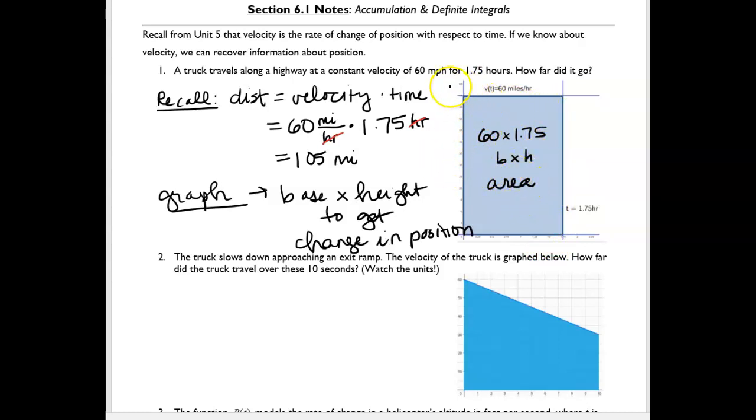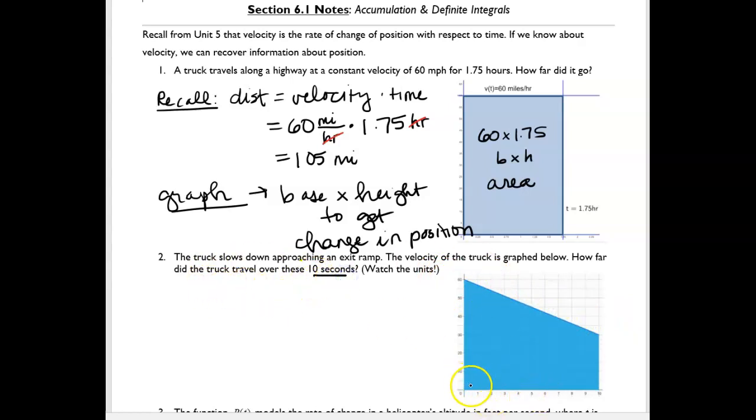Now that doesn't just work when I have a constant velocity. This formula that we used up here, that really only works with constant velocity. But if we have a changing velocity, we can do the same thing. So here we have the truck is slowing down, approaching an exit ramp. And here's the velocity graph of the truck. And we want to know how far did the truck travel over these 10 seconds.